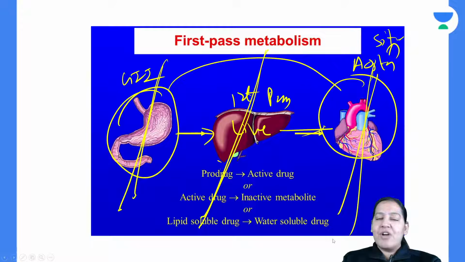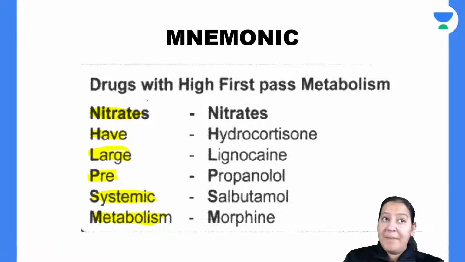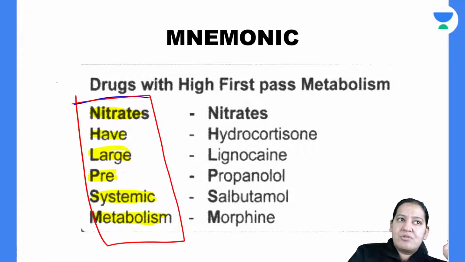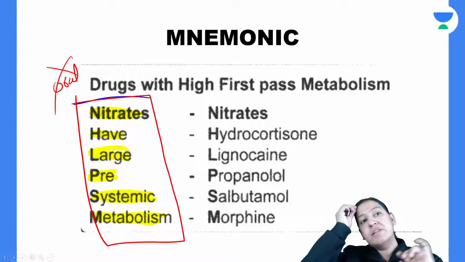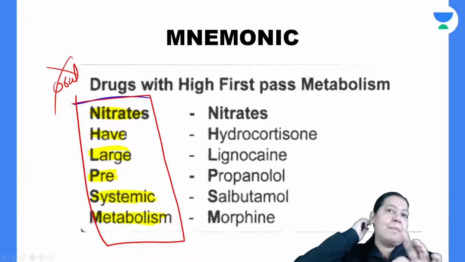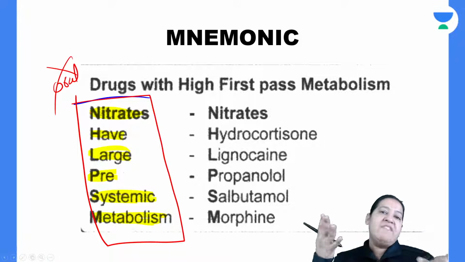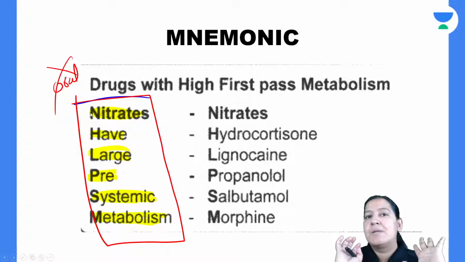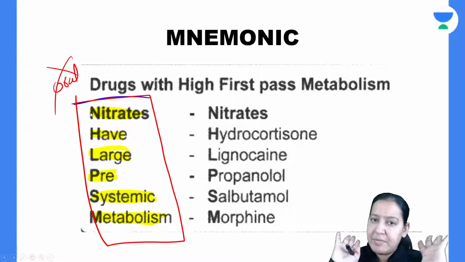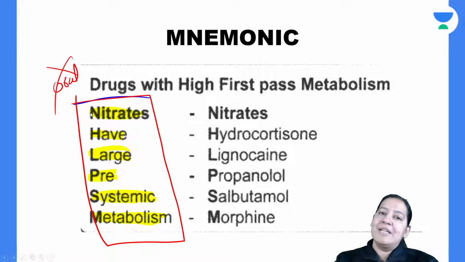Now give me a list of the drugs which have high first pass metabolism. Being a doctor, I should know the list so that I will never give these drugs by the oral route to my patient. I will give them by another route. I will never offer these drugs as oral tablets. I will offer some other route, either IV, IM, sublingual, or any other route, because the oral route is not effective for these drugs due to high first pass metabolism.